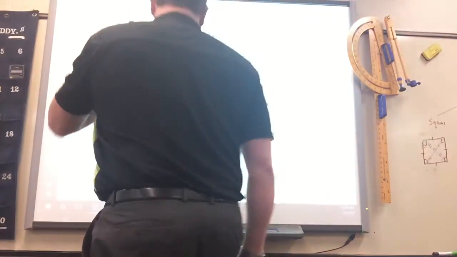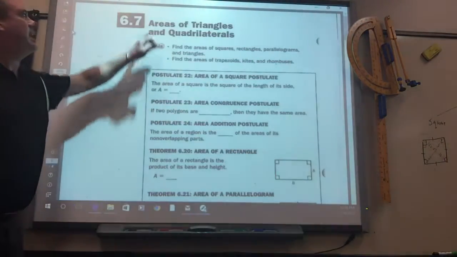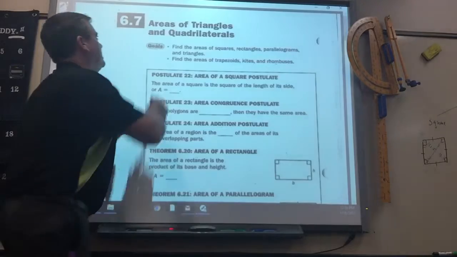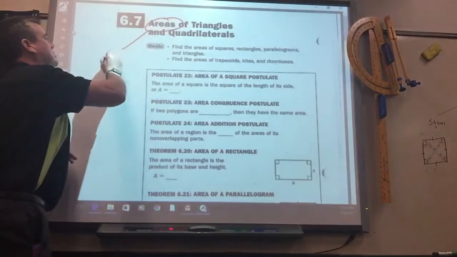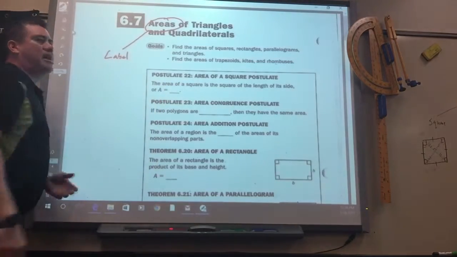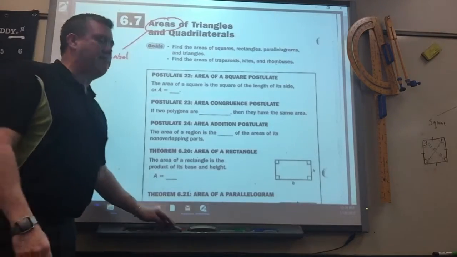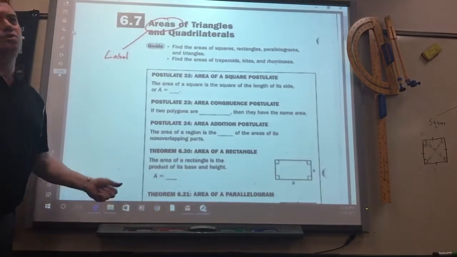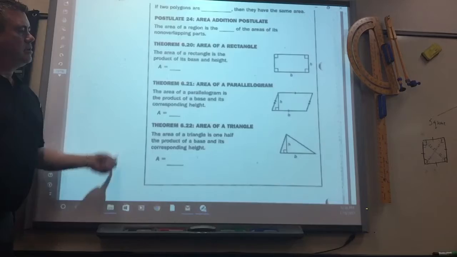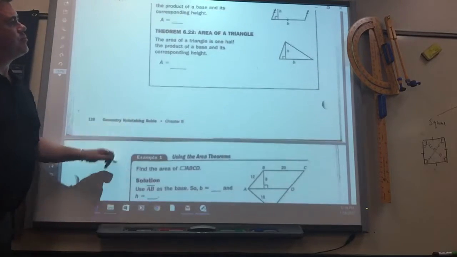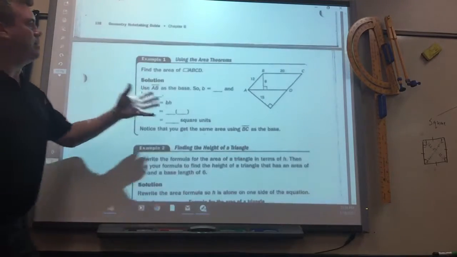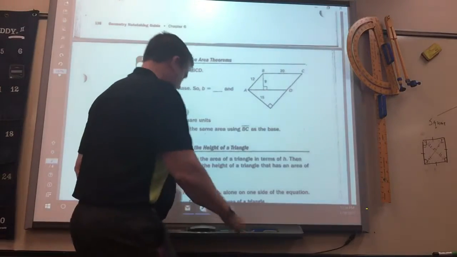Now, normally when we find areas, you have to label. The only time you don't have to label is if the problem itself doesn't have a label, which most of ours don't today. So here we've got an odd figure.